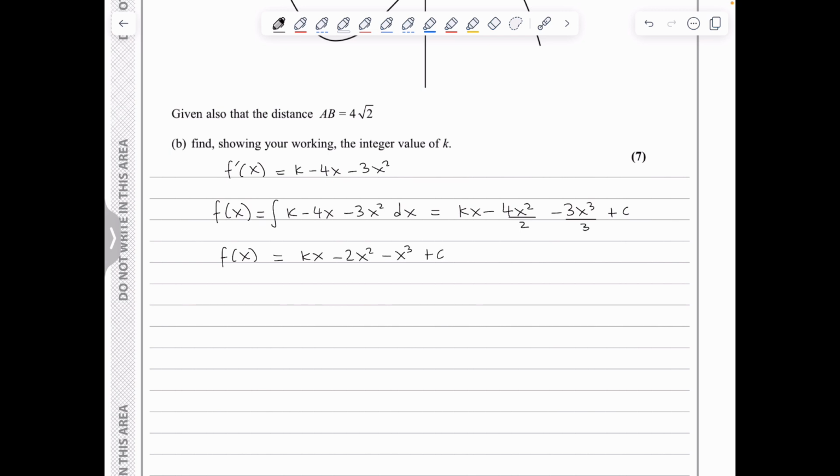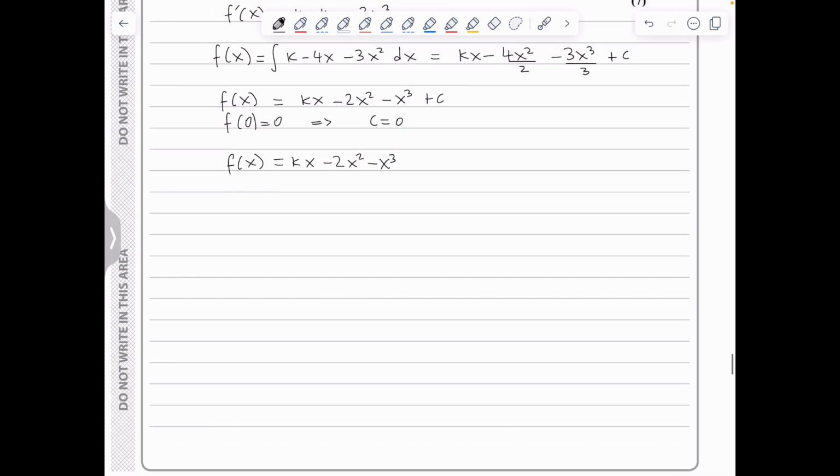We know that we pass through the origin, so f of 0 is 0. This means that c turns out to be 0, and therefore f of x is kx minus 2x squared minus x cubed. Well, a and b are cuts on the x-axis, so at a and b, we've got f of x is 0. So I could factor out the negative x, leaving me with x squared plus 2x minus k.